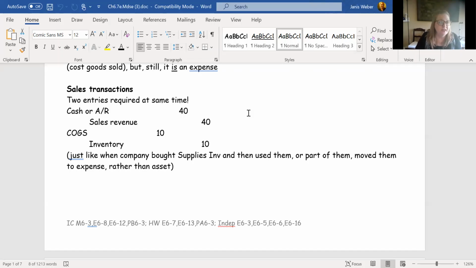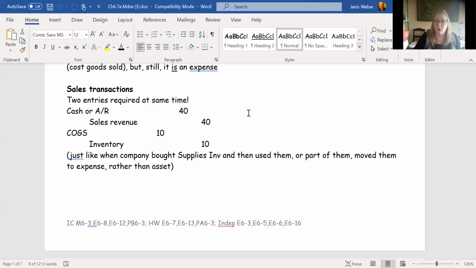So if you're using a periodic system, then that would be the system where you buy a bunch of supplies all during the year and you always debit it to supplies, the asset. And then at the end of the year, you tally up, go in the closet and count up how much is still there, and you adjust that inventory down to what the actual number is. That is adjusting it on a periodic basis.